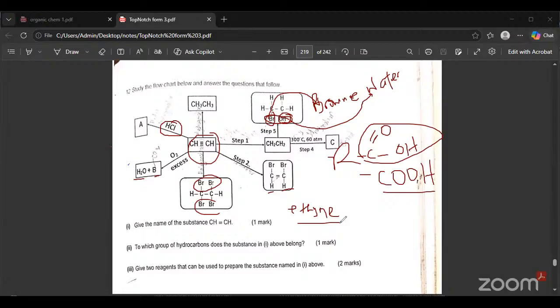Na mimi nimesema saa hii tu. Ethanol. Ethanol, no. No, the first one is okay. But there's something I'm looking for. Nyinyi mnataka kulala. I'm not continuing from there. Teacher, wait kidogo tu.